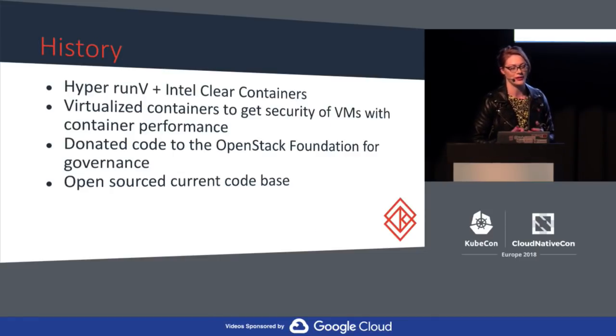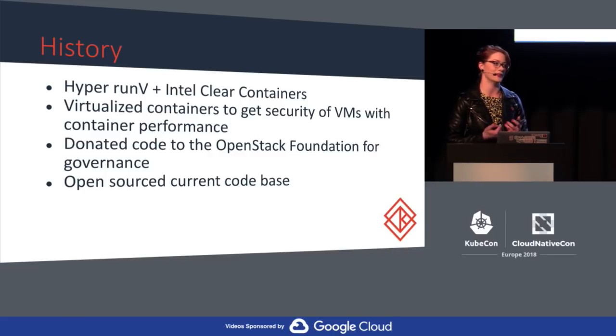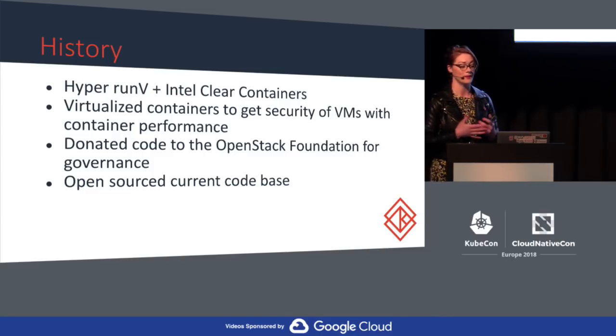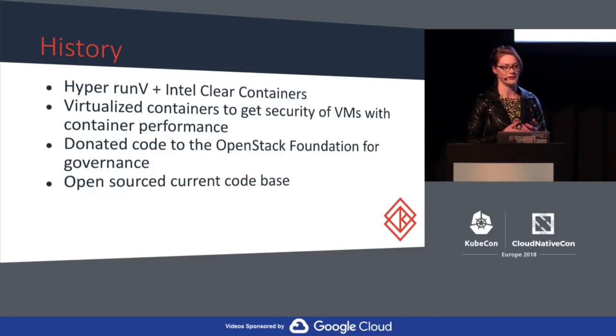Kata is the merger of Hyper.sh's runV technology and Intel Clear Containers. In December, we made an announcement at the Austin KubeCon that we were intending to have this project. The history really comes from both Hyper and Intel looking at this problem with the shared kernel, and they realized they were coming to a similar solution. They were both ending up with these virtualized containers. So rather than work against each other, they thought, let's open source this and come together. And they donated the code to the OpenStack Foundation to be a vendor-neutral home for the governance.